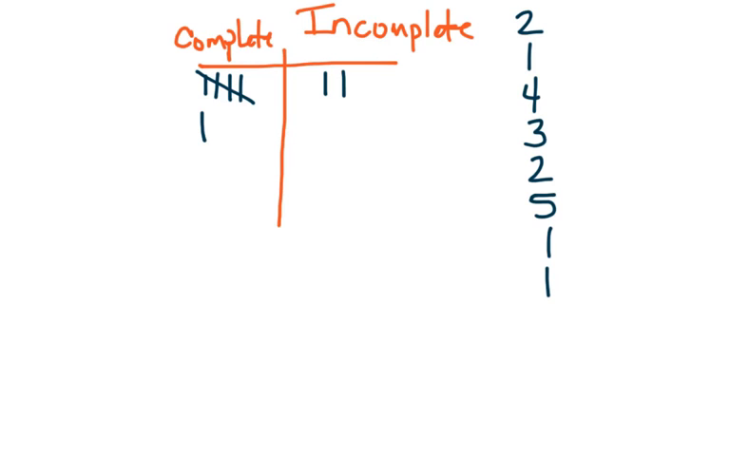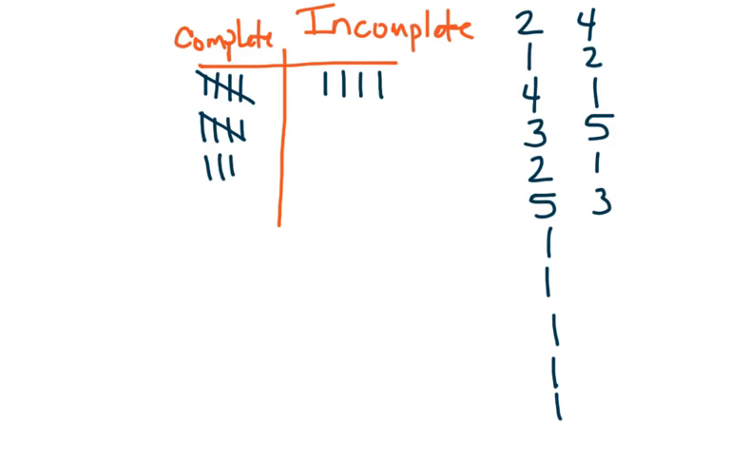Another 1. Another 1. Another 1. Oh my goodness, another 1. A 4. So that's incomplete. A 2 is complete. A 1 is complete. A 5 is incomplete. A 1 is complete. A 3 is complete. Another 3 is complete. Another 3 is complete. So far I have 19. And here's my 20th. I got a 1.